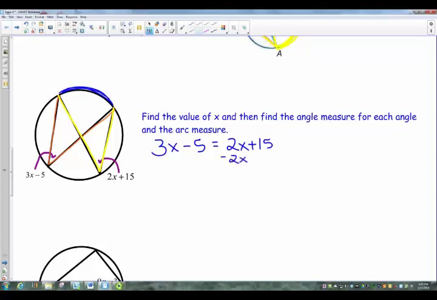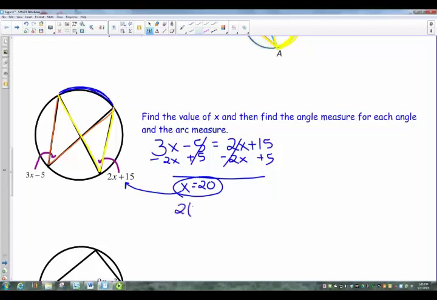So subtract 2x, add 5, do the same thing on both sides. Those cancel. You've got x equals 20, and there's the value of x. Then it says find the angle measure. Well, we can find the angle measure by taking our x and substituting it in.